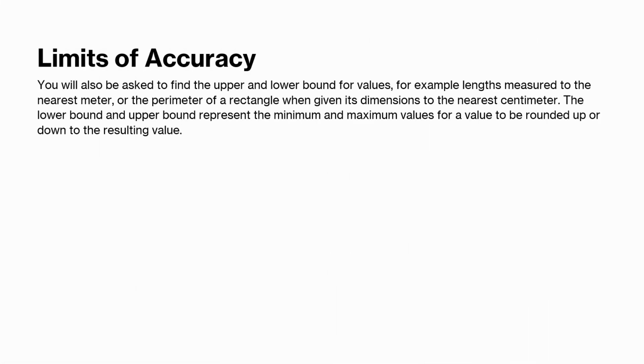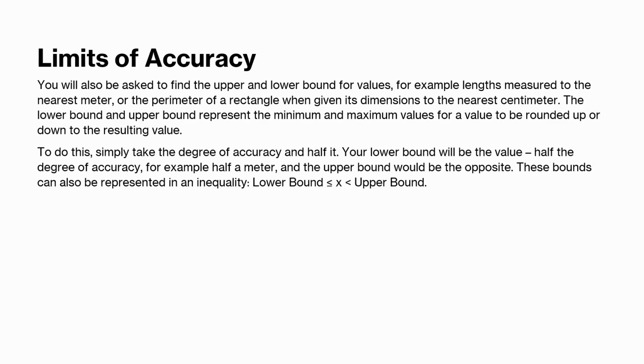You will also be asked to find the upper bound and lower bound for values, for example, lengths measured to the nearest meter, or the perimeter of a rectangle when given its dimensions to the nearest centimeter. The lower bound and upper bound represent the minimum and maximum values for a value to be rounded up or down to the resulting value. To do this, simply take the degree of accuracy and half it. Your lower bound will be the value minus half the degree of accuracy, for example half a meter, and the upper bound will be the opposite.